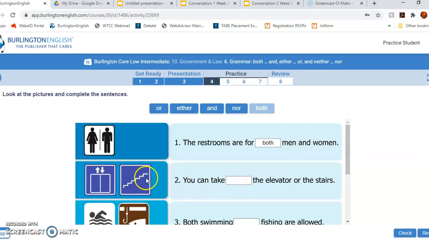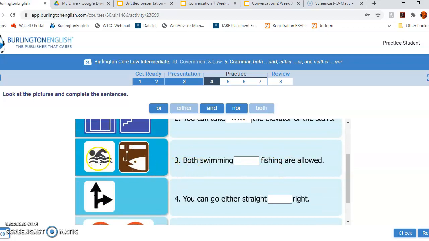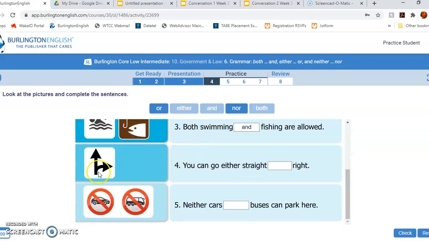You can take the elevator or the stairs. You can choose, right? So that's going to be this choice, either. All right. Okay. This is really helpful to be looking at these signs and thinking about what they mean. So if you have a little picture of something and no line, then that means it's okay. So here we have a positive, both swimming and fishing.